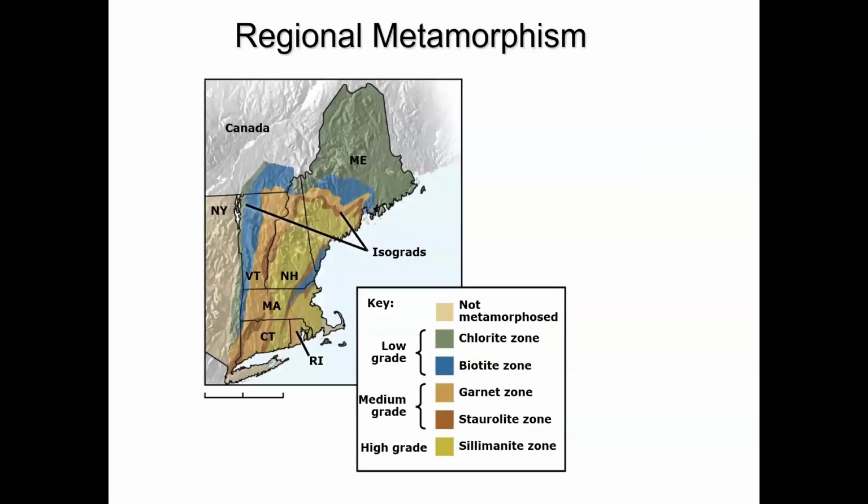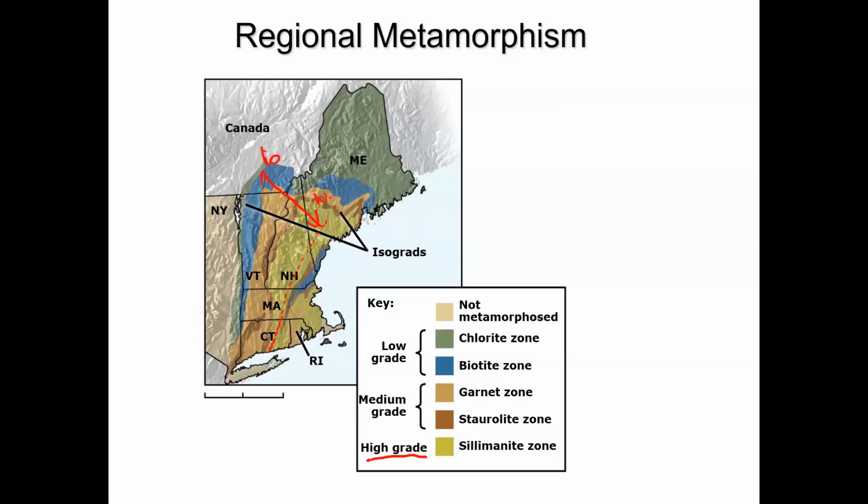One good example where you can find really good regional metamorphism is if you look up in New England, a lot of those rocks have been metamorphosed. And that's because of an ancient collision that happened. If we drew the axis of that collision, it might be approximately right there is the center of it. The very highest grade rocks are there. And as you move away from it, you'll find lower and lower grade rocks. Low grade to high grade.